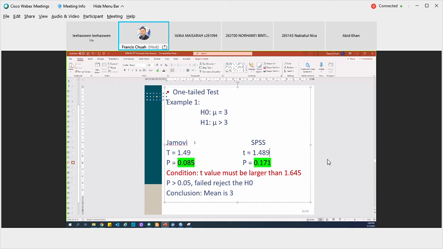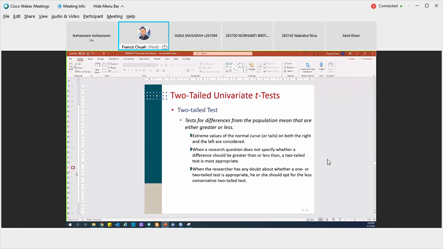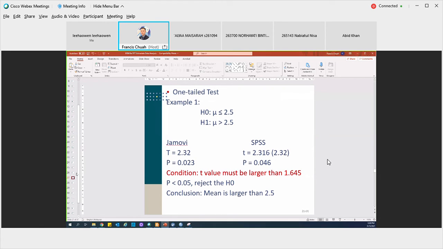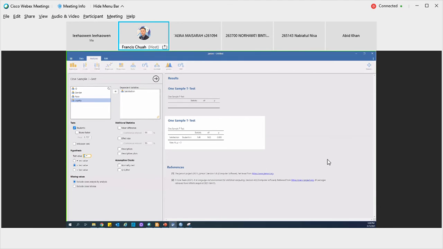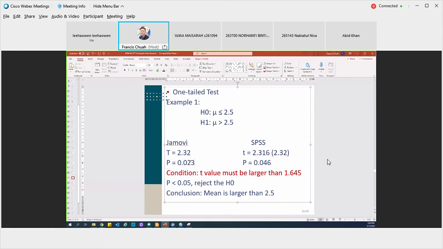But there are certain situations whereby if you do a comparison, suddenly Jamovi gives you significant, but SPSS gives you not significant. For example, something like this. This is what I did earlier this morning with another group. Let's say, in a one-tail test, instead of speculating the mean is 3, I change the value to 2.5. I got 0.023 according to Jamovi. The statistic is 2.32. So 2.32, 0.023. The answer is p less than 0.05, right?